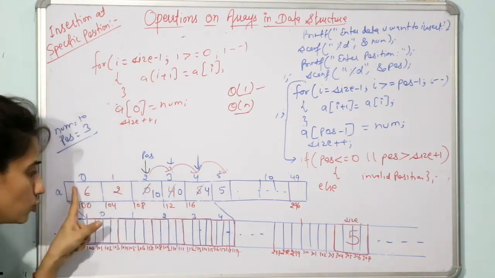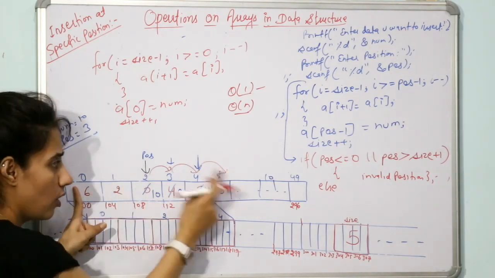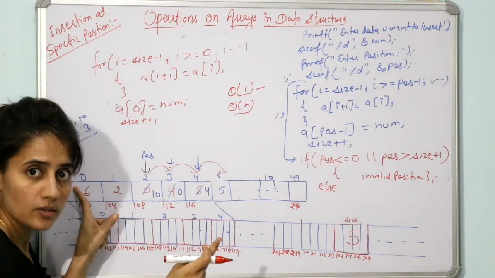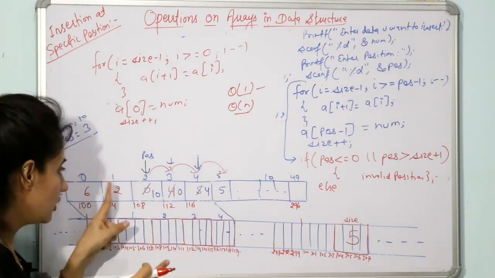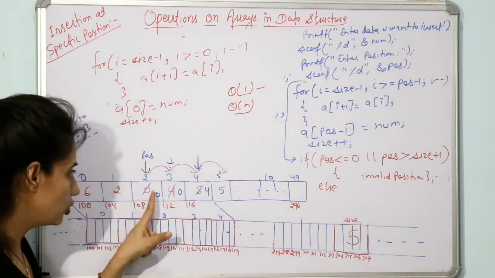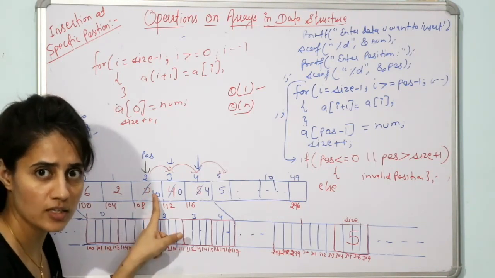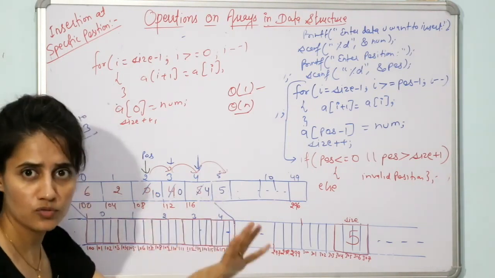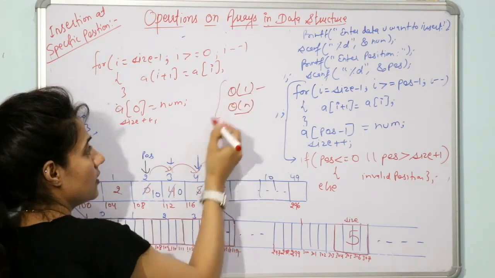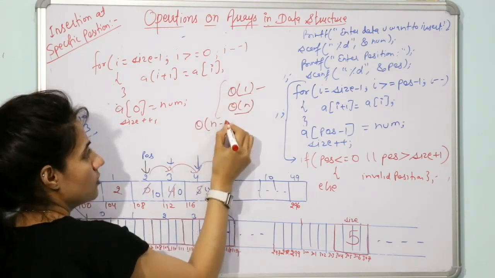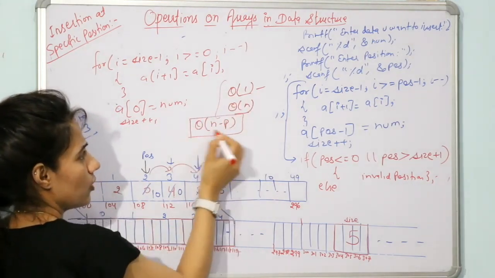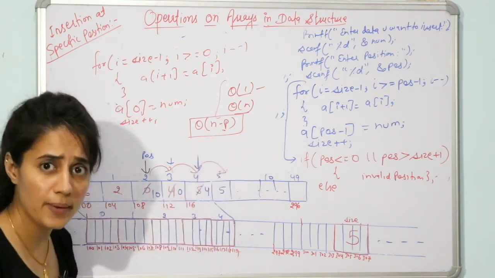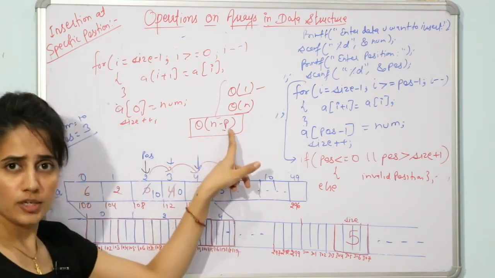Fine. If the position is this one, 1, then you have to shift all the elements. That is, n shifts would be there. If the position is this one, then n minus 1 shifts. If the position is this one, then n minus 2 shifts, like this. If the position is this one, then no shift operations. So rather than writing this, you can also write theta n minus p, where p is the position. It depends on the position given.